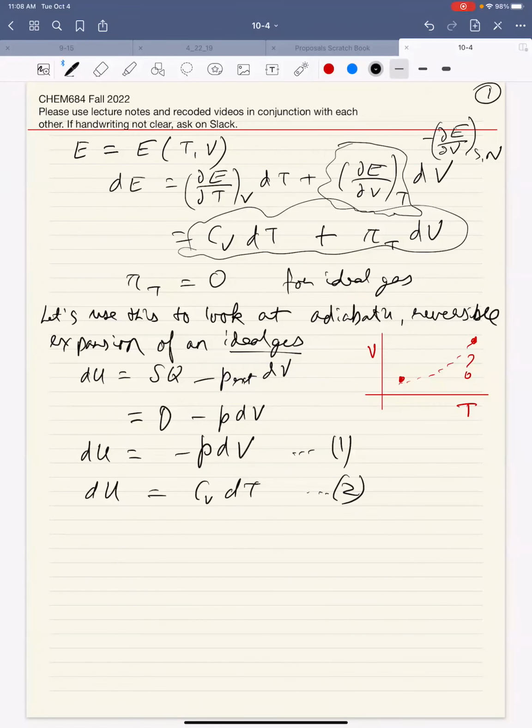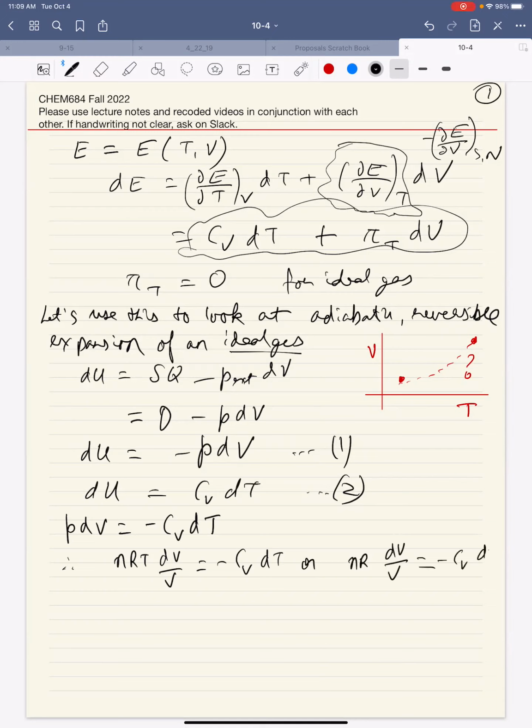So let's equate them. PdV is equal to minus CV dT, right? Now let's write P as nRT by V. So nRT dV by V is equal to minus CV dT, or nR dV by V is equal to minus CV dT by T. Here we assume that CV is constant as a function of temperature. If it was a known function that you had measured from experiment, you could still do the integration. Nothing would really become complicated, just a bit of algebra.